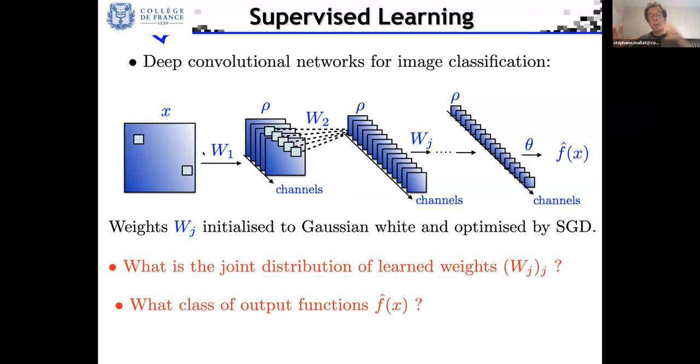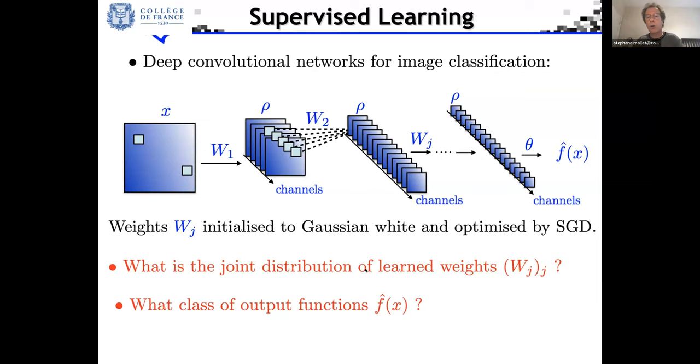Now, the big difficulty, if you want to model a deep network, is that you don't need just to understand what is the distribution of these random variables after learning, but you also need to understand what are the dependencies between all these matrices. In other words, the joint distribution of all these weights.